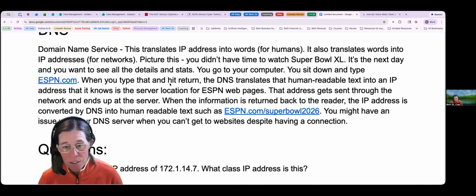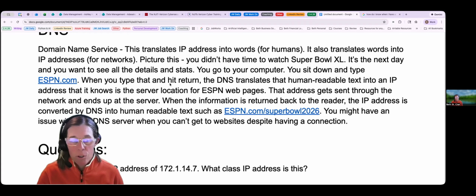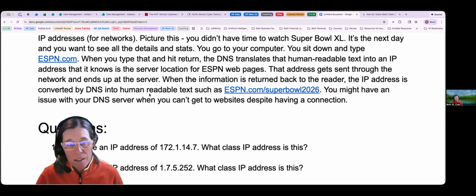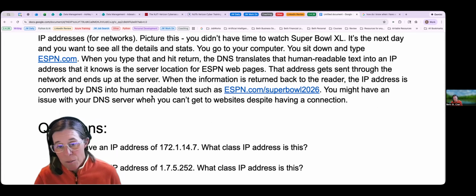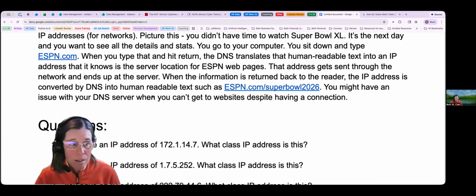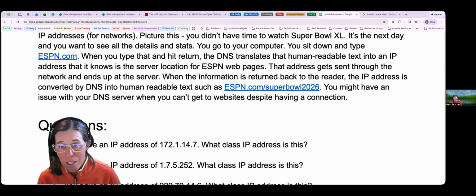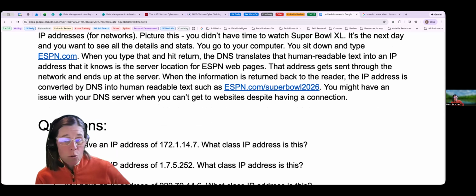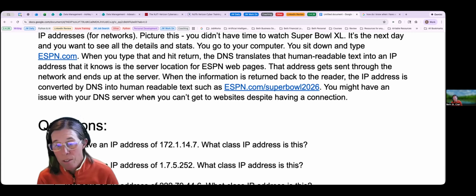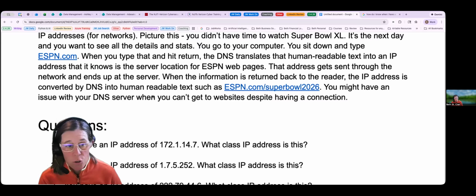And the IP address that it came from, that numerical IP address that can be read by computers, is now converted back to human readable text, and it's converted back by your DNS. So you might see text like espn.com/Super Bowl 2026. And at that point, you've gotten the information you need because your DNS server worked. Now you might have an issue with your DNS when you can't get to a website despite having a connection. So you can do other things on the network, but you just can't get to a website or websites.